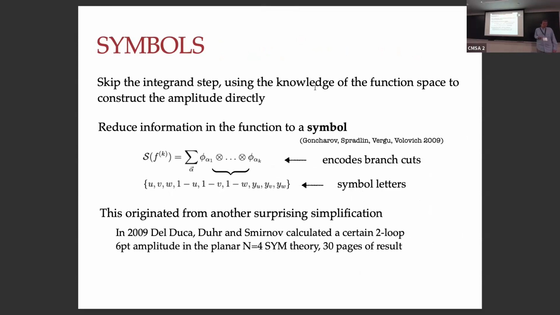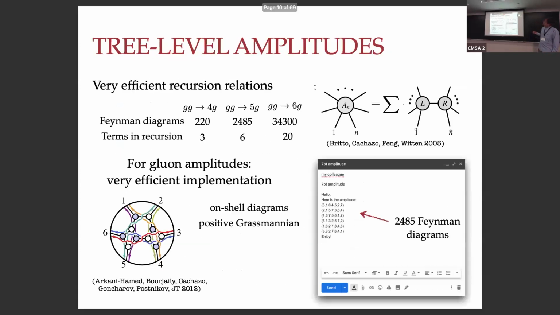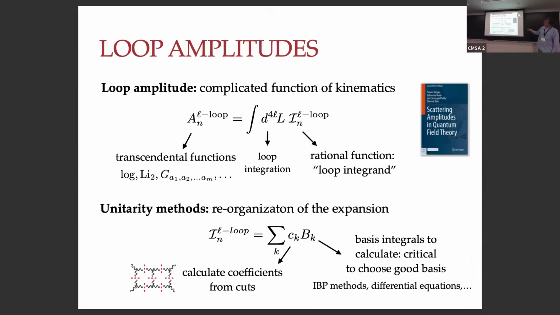And one of them is called symbols. The idea is that we would like to skip the integrand step completely. We would like to go directly to the function space on the left-hand side here, and construct the amplitude directly there without constructing the integrand and then integrating.